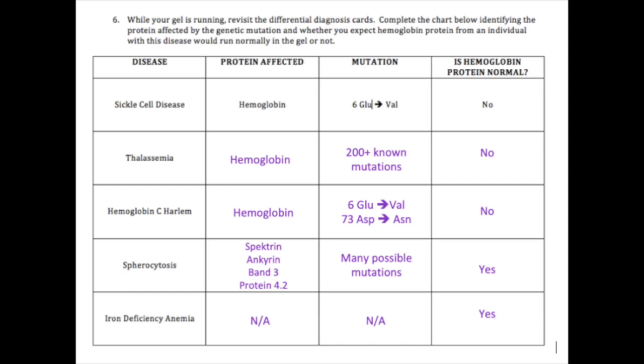Iron deficiency anemia is caused by a lack of iron in the individual's blood, as implied by the name. This does not cause the hemoglobin protein to be affected, nor is it caused by a mutation at all. Therefore, if an individual has iron deficiency anemia, their hemoglobin protein should run normally through the gel.